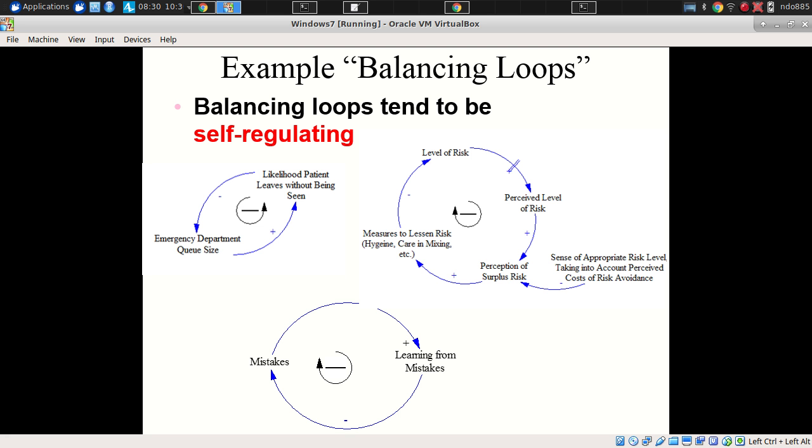Think about flu going around, and that will tend to lessen my level of risk, and that will tend to lessen over time my perceived level of risk. My perception is, okay, I'm probably less exposed to people now. So this is a negative feedback as well. It's a balancing loop.